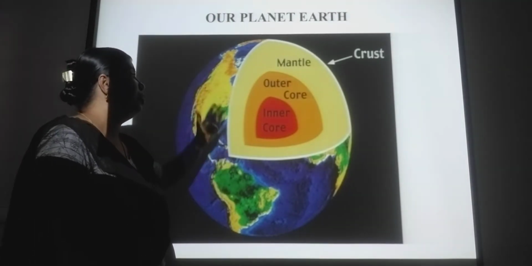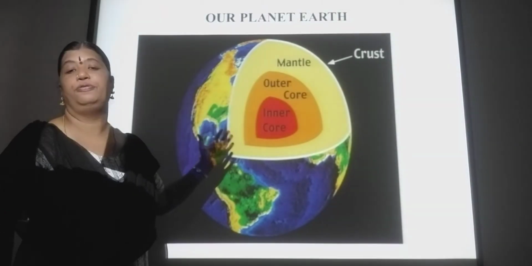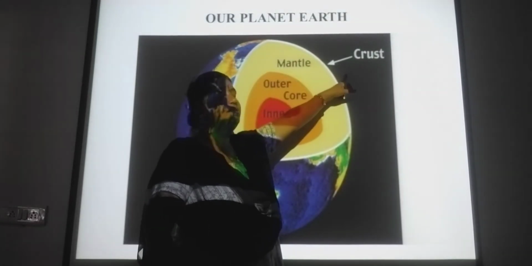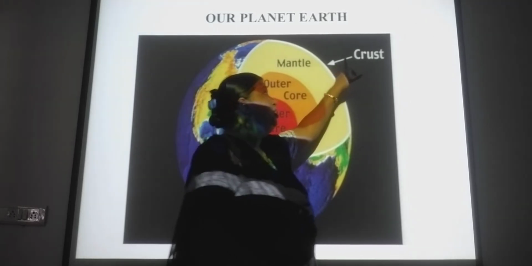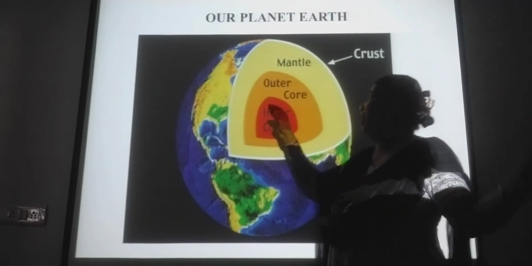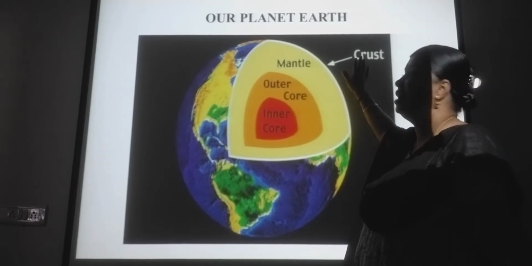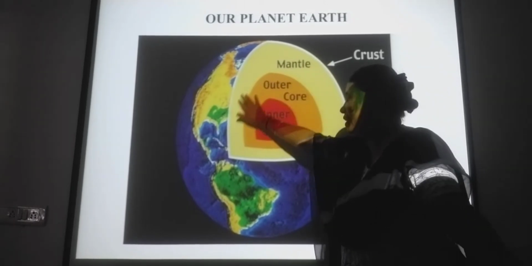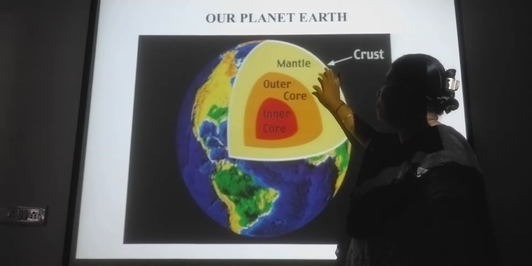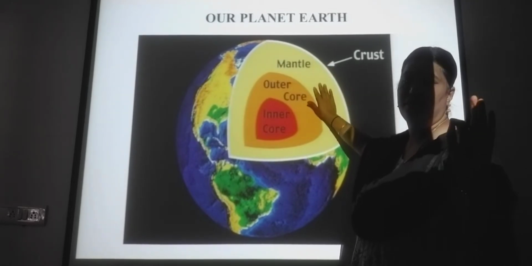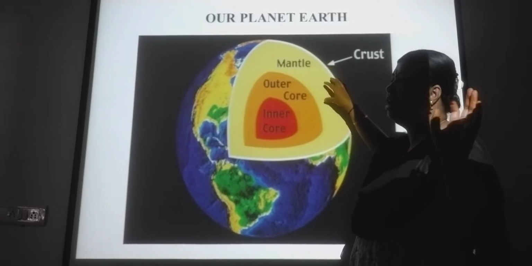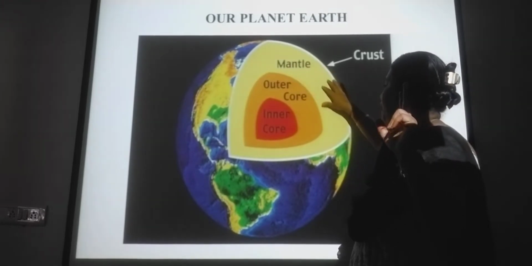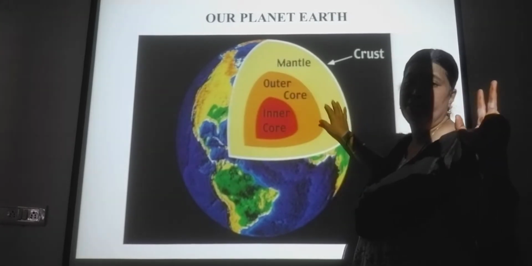Now, let us look into the three main layers of the earth. The outer layer of the earth is called the crust. This crust is the place where we are able to live. The plants are growing. Okay, children? Now, the next layer is the mantle. This mantle is not that hot. Here you can find a good number of rocks, igneous rocks, metamorphic rocks. All the minerals are present in the mantle region.